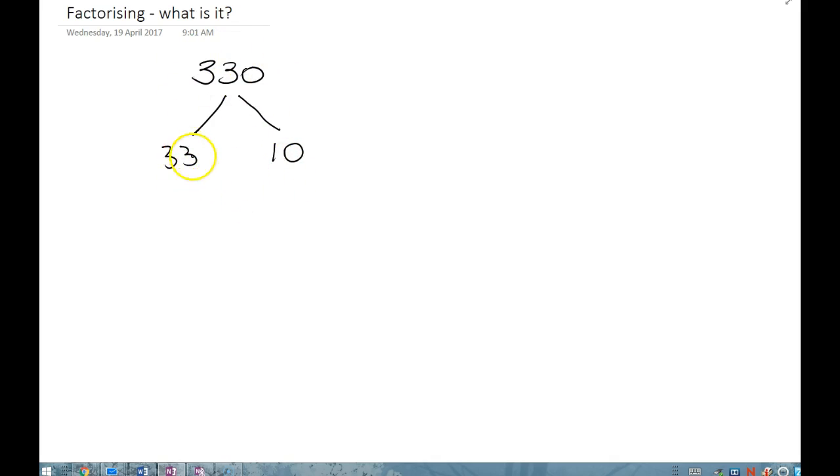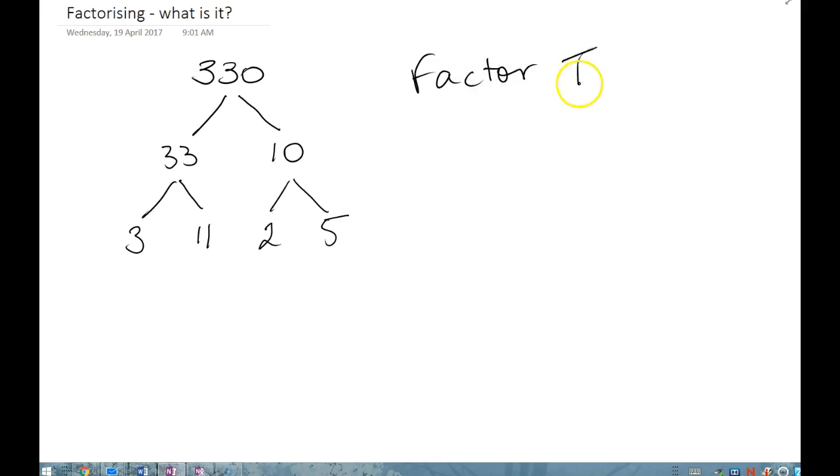I could keep going too. I can go ahead and factorise the number 33. So the two numbers that multiply to give that would be 3 and 11. 3 times 11 gives me the 33. And for 10, I've got two factors that I can use there, 2 times 5. So this is called a factor tree, and hopefully you have seen that before.